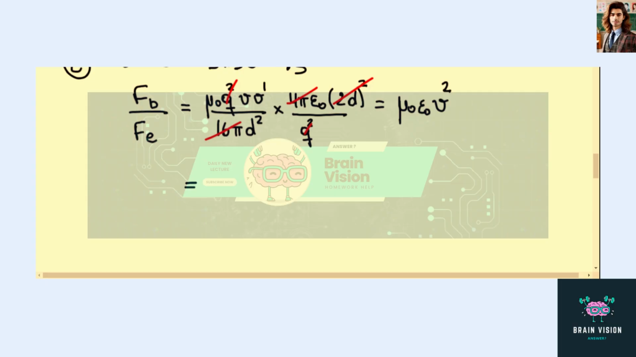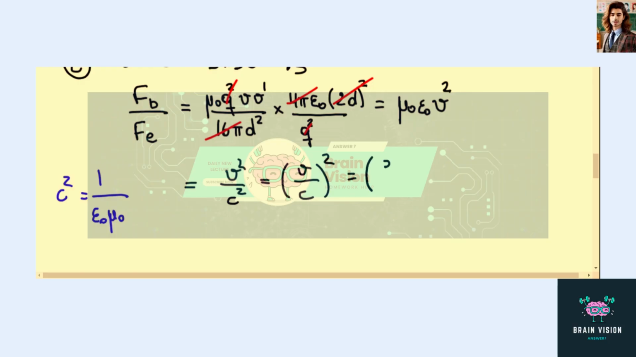Now epsilon 0, remember that c squared is 1 over epsilon 0 mu 0. So we have that this is equal to v squared over c squared, or v over c squared. So this is 3 times 10 to the 5th meters per second divided by 3 times 10 to the 8th. And this is equal to, squared, of course, 10 to the minus 6, which concludes our exercise.